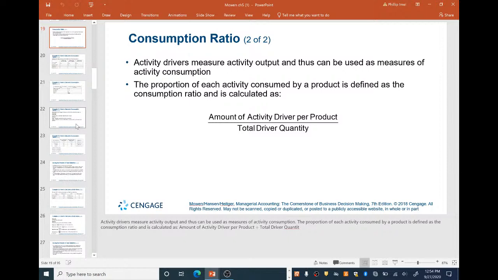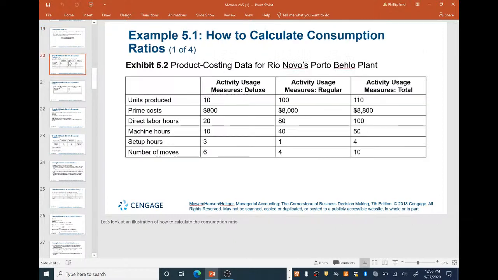So obviously the proportion of each activity consumed by each individual product is going to be defined as the consumption ratio. So once again, the way that you calculate the consumption ratio, the formula itself is the amount of activity driver per product as your numerator, and your denominator is the total driver quantity. Okay, so let's go ahead and apply that formula now.